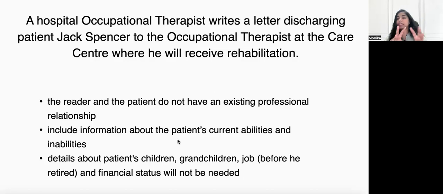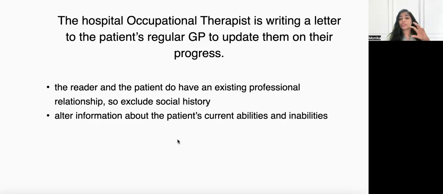Now, let me change the case notes a little bit, just to show you the difference between selecting information here, right? So if the occupational therapist is writing a letter to the patient's regular GP, regular general practitioner, what it means is that the patient already knows the GP, right? And the GP already knows the patient. If that is the case, then the GP would already have information about their background, anything regarding their past medical history, anything about their social history. He would already have that information. So that means I should not write this information in my letter, right?